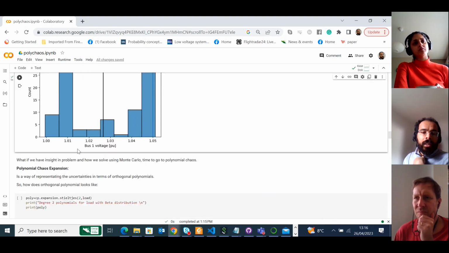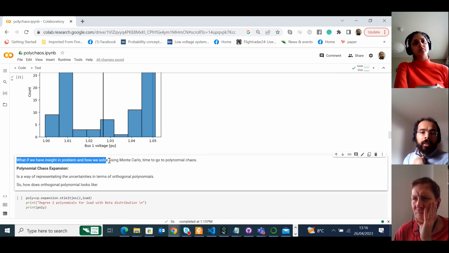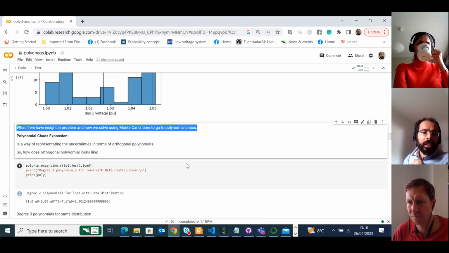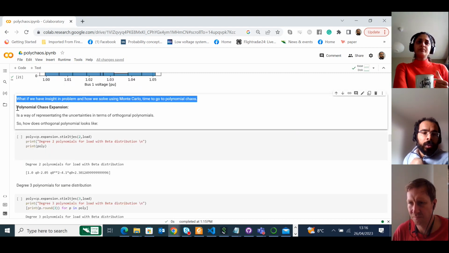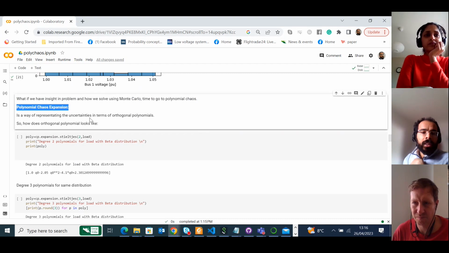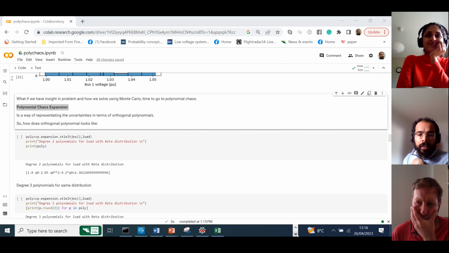So this is what Monte Carlo does. And now we also have the insight on the problem and how we solve it using Monte Carlo. So now we go to polynomial chaos. Till now I just showed how the Monte Carlo worked. So basically, polynomial chaos expansion is a way of representing uncertainties in terms of orthogonal polynomials.